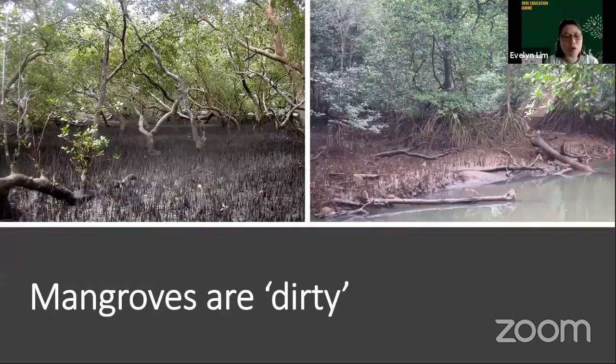They cannot just depend on nutrients from wildlife droppings or from the rain. So this is where they get their nutrients to survive.